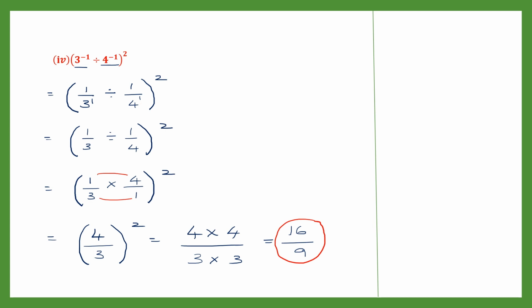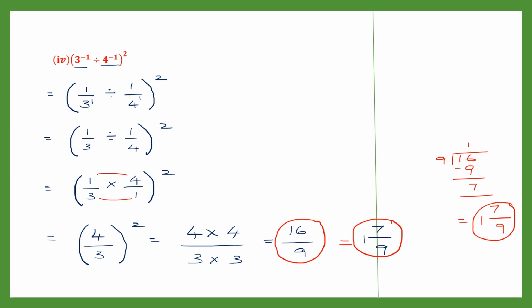Now we can also convert this to a mixed number. This is an improper fraction. How? 9 ones are 9, then what is remaining? 9 ones are 9, and what is left is 7, so 7 by 9. Now, if we have to do this division, this is how we quickly do it. 9 ones are 9, 16 minus 9 is 7. So when we write our mixed number, we write the quotient and then the remainder over the divisor, and that's how we got 7 by 9.